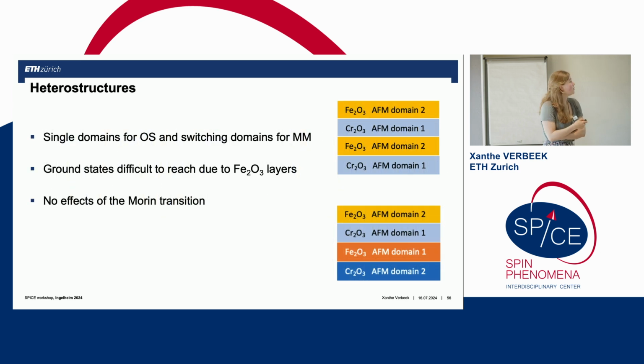So to sum up, we find very different ground states going to a more realistic, complicated magnetic model. We find that these ground states are more difficult. Iron oxide layers order first, and then the chromium oxide layers have to adapt, and the iron oxide layers can no longer switch. Also, we did not see any effects of the Morin transition in the more complicated magnetic model.